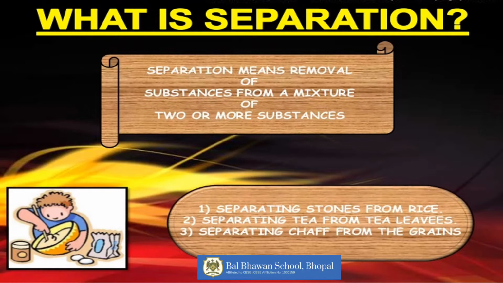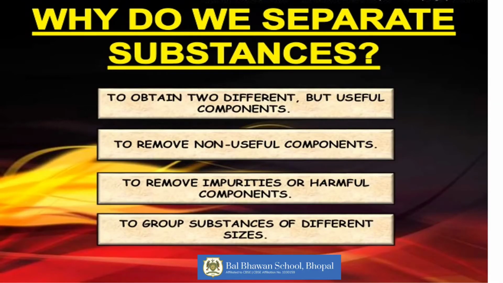A common example you all must have seen is the separation of tea leaves once the tea is prepared and we pour it in a cup. Then we remove the tea leaves with the help of a strainer. Or separating chaff from the grains. Now the question arises, what is the need of separating substances? Why should the separation of substances be carried out? There are four reasons for this.